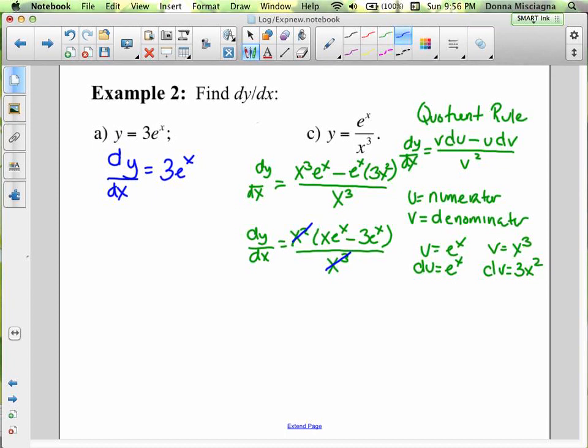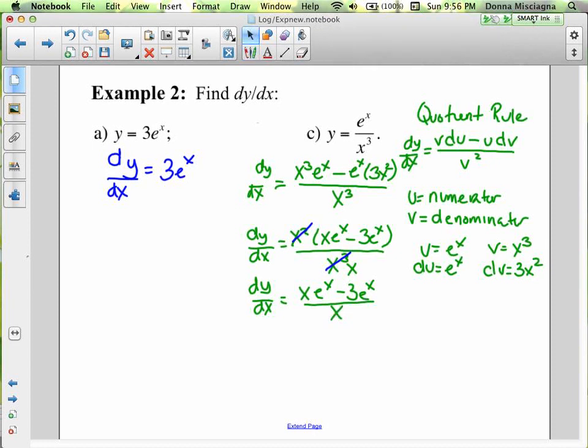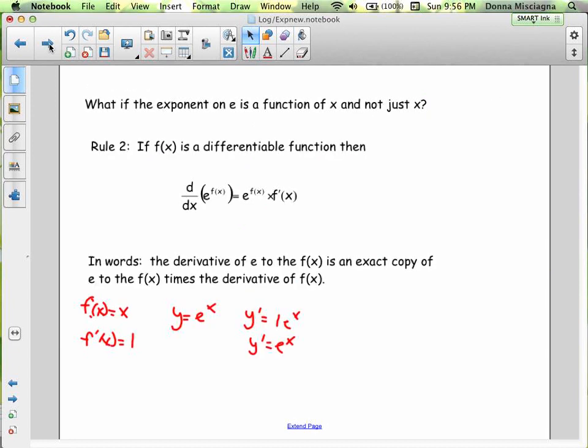So our derivative is going to be x times e to the x minus 3e to the x, all divided by x. And there we are, we're done. That wasn't too bad. Let's continue on. So really, derivatives with e to the x aren't too complicated.